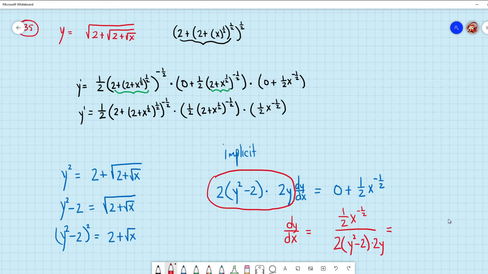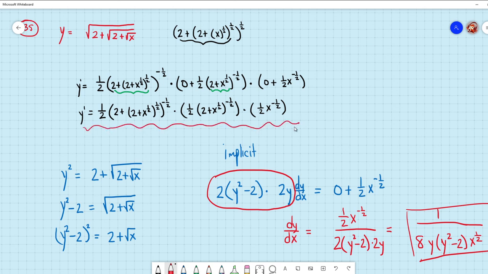you have 1 over, and this would go to the bottom, so you would have 1 over 2 times 2 times 2, which is 8. And then you're going to have that y times (y squared minus 2). And then this x to the negative 1/2 really would be down here, x to the 1/2. So this, you see here, is a lot cleaner to look at, but it would be what we ended up writing here.